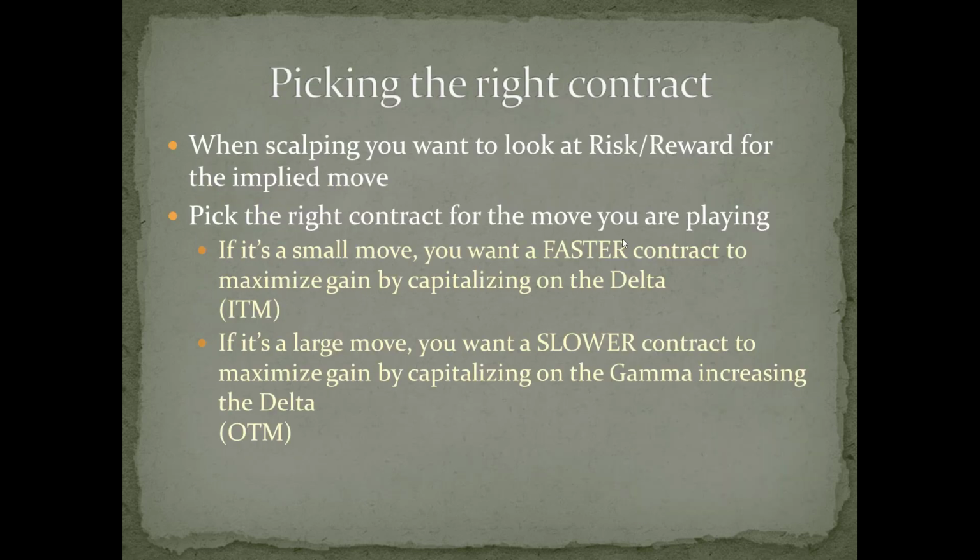If you're scalping a smaller range, so a 10-cent or 15-cent range, you're going to want the higher delta, which is the in the money contract. That's going to give you the higher delta, so you're going to make more money. Gamma is not really important on a small move because it's not going to have time to affect. A 0.10 gamma is only going to give you a penny increase on your delta for every 10 cents. So if you're only scalping a 10-cent move, the gamma is not even going to affect your delta. That's why you want the higher delta that you can get.